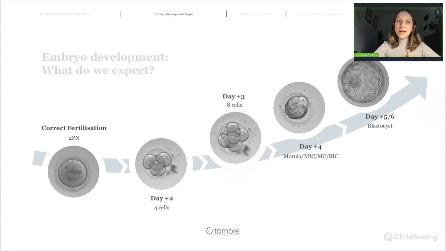I have brought you a summary of what we expect during embryo development. So first of all, on day 1, we will check fertilization. Our aim is to observe correct fertilization, and this is represented by the visualization of the pronuclei. These are 2 structures that appear around 17 hours post microinjection, and they represent the genetic content of the oocyte and the sperm.